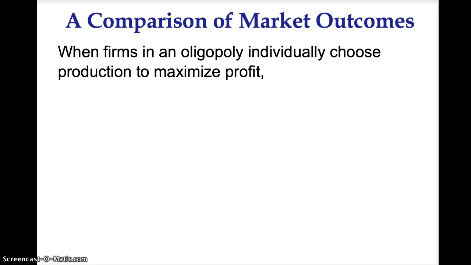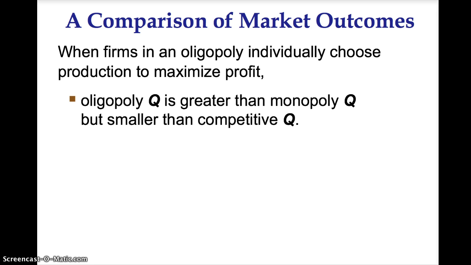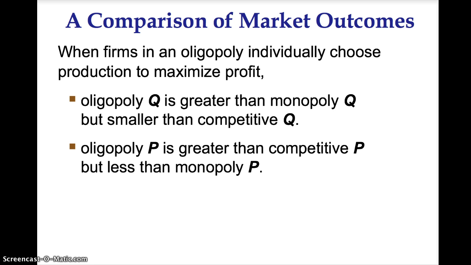Let's compare the market outcome of oligopoly to the market outcomes that occur with perfect competition and monopoly. When firms in oligopoly individually choose production to maximize profits, the oligopoly quantity is greater than the monopoly quantity but smaller than the perfectly competitive quantity. The oligopoly price is greater than the perfectly competitive price, but less than the monopoly price. In other words, the oligopoly outcome falls in between the monopoly and competitive outcomes.